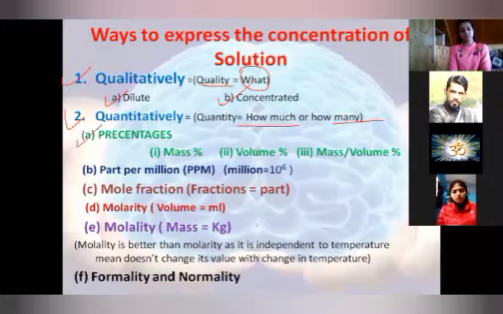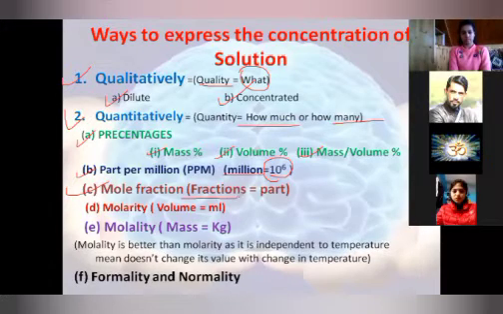So there is percentage, how to express the concentration quantitatively: mass percentage, volume percentage, and mass by volume percentage. Then second is parts per million, dear students. Here we have discussed that million is 10 raised to the power 6. That's why it is called parts per million: the 1/1,000,000th part of the solute present in the solvent. Mole fraction: fraction means parts.